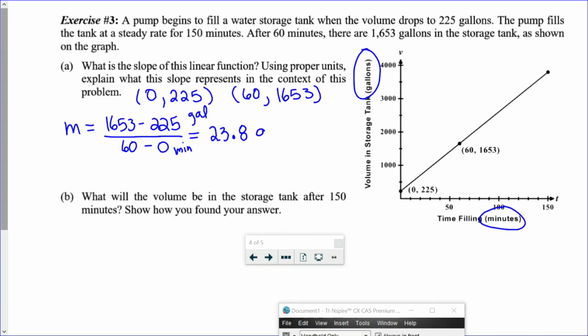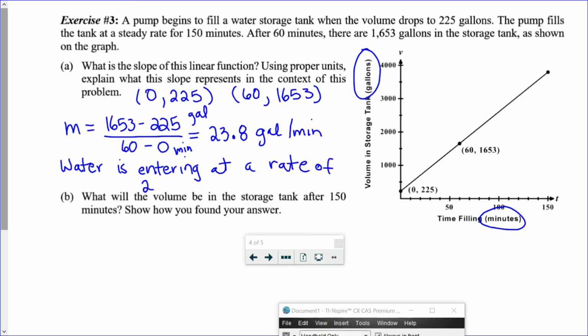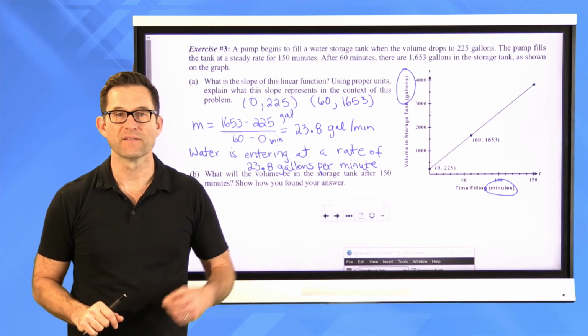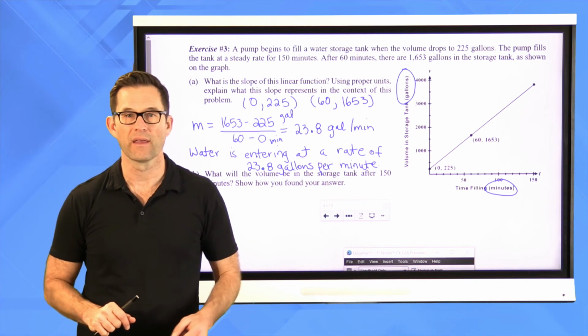So that's 23.8 gallons per minute, which means the tank, right, water is entering at a rate of 23.8 gallons per minute. Right? So we can tell every minute that goes by, that pump is filling up the tank 23.8 gallons. Every minute, 23.8 gallons.